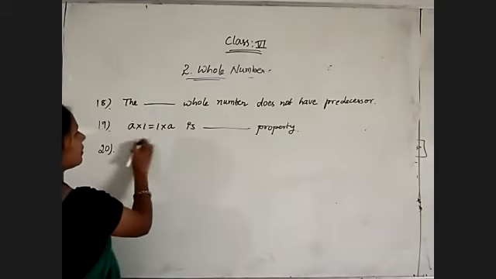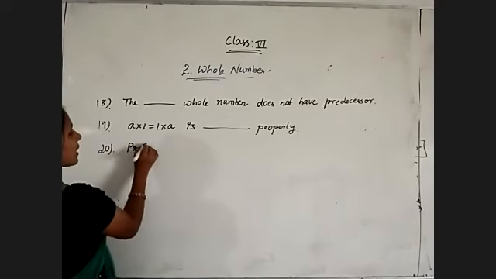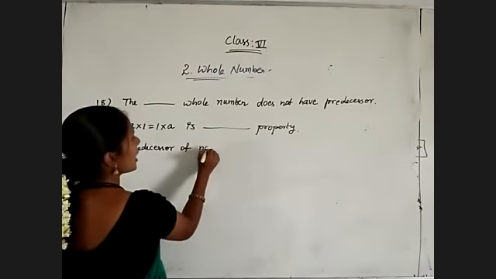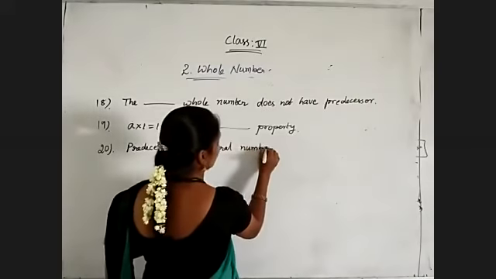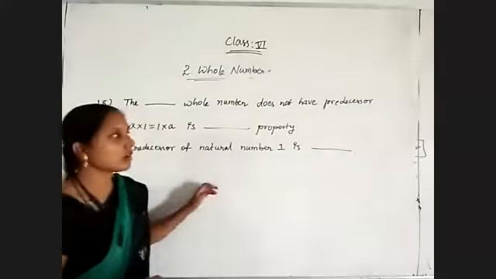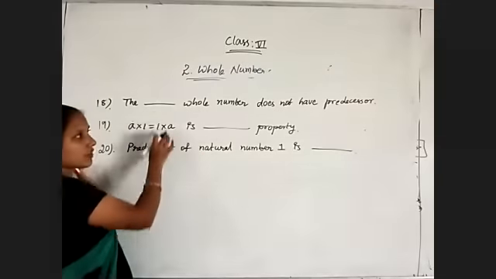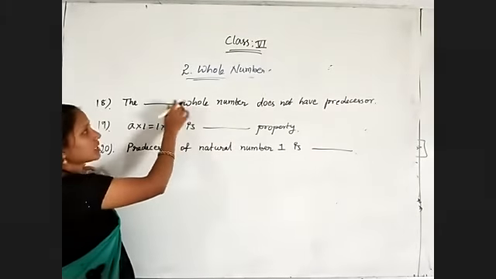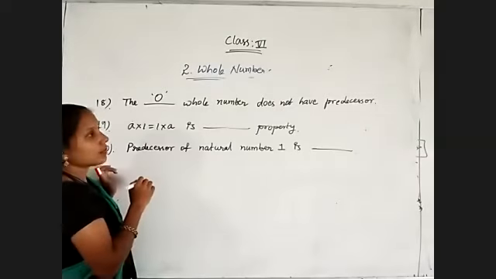And if I give the predecessor of natural number 1, it is a dash. Okay. Now, the dash whole number does not have a predecessor. Which number does not have the predecessor? Which whole number doesn't have the predecessor? The smallest whole number, that is 0, does not have the predecessor.